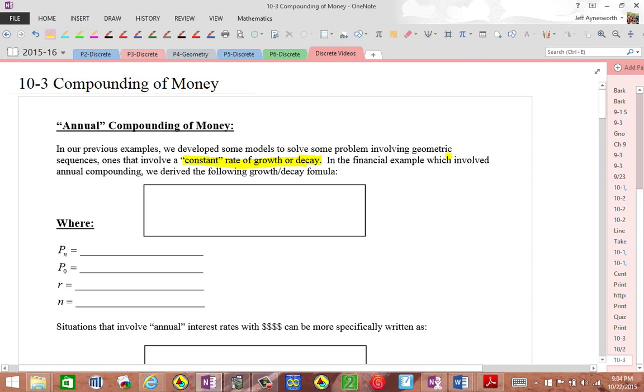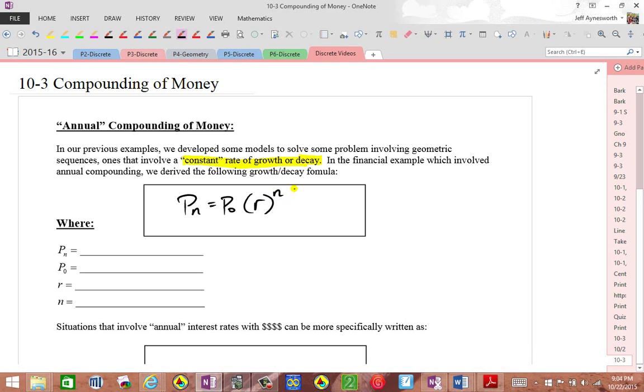Let's highlight that because that's an important part of what we've been talking about. In our financial example, which involved annual compounding, we derived the following formula. P sub n, our future amount, equals our initial amount, the seed, times some growth rate (or decay rate in the second example), which I call R, raised to some power n, where n stood for the number of years. We can interpret these things in different ways, as you're going to find out.